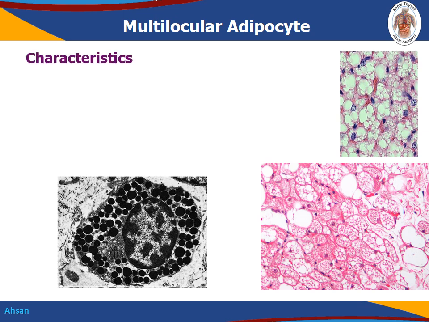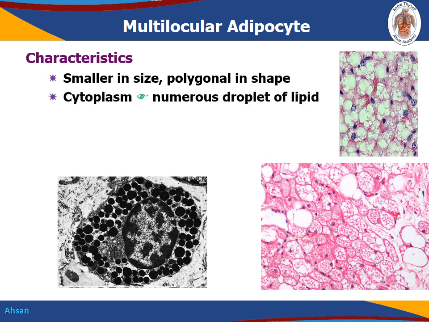Multilocular adipocytes, meaning fat cells, are cells that contain many vacuoles of fat. So these cells are relatively smaller than the unilocular cells. They are usually polygonal in shape, and the cytoplasm contains many unstained droplets. These droplets are actually fat droplets, so they cannot take the water soluble dyes. The nucleus is rounded and centrally placed.